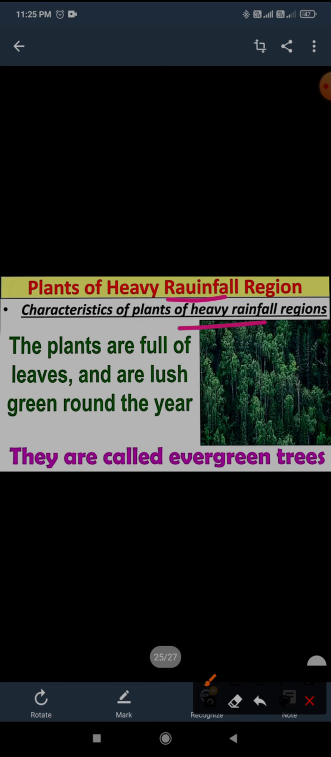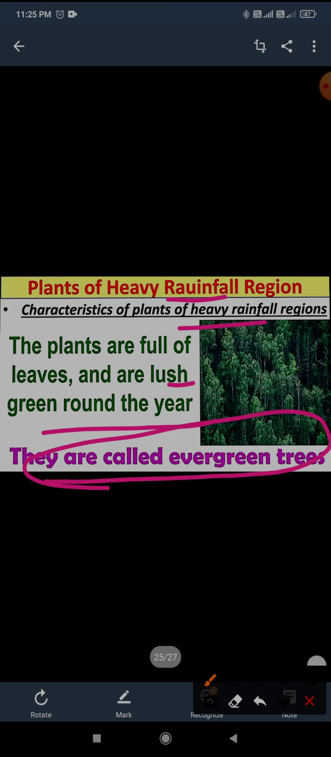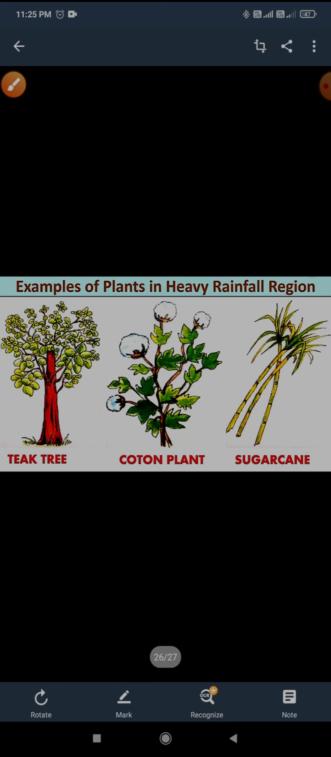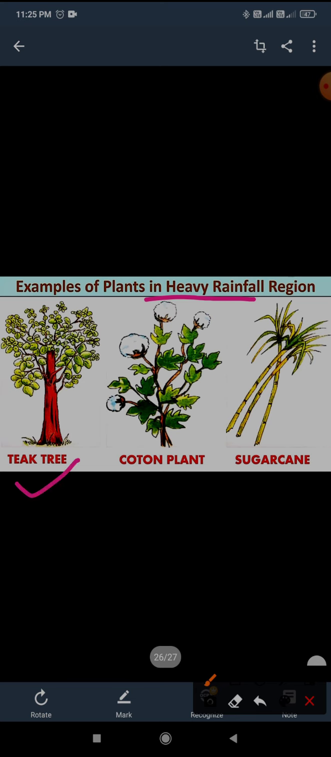What are the characteristics of the plants of heavy rainfall regions? The plants are full of leaves and are lush green all year round, and that's why they are called evergreen trees, because they are full of leaves around the year. Now you can see examples of plants in heavy rainfall regions. It is teak tree, rubber plant, cashew nut, and paper trees.